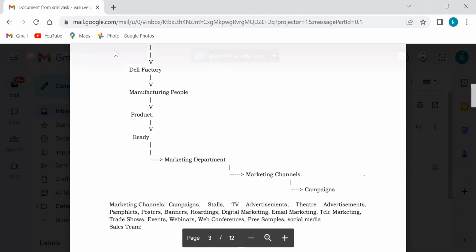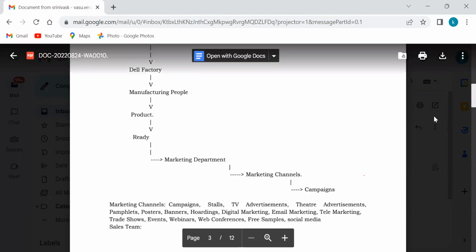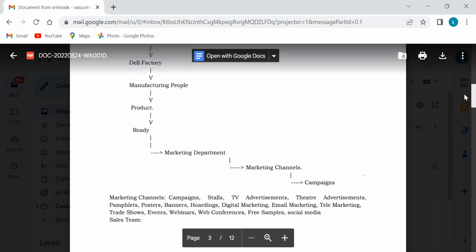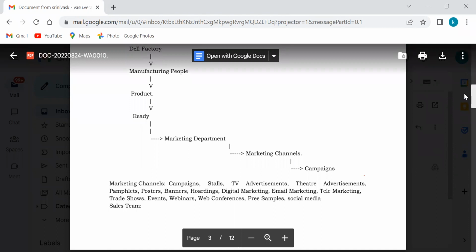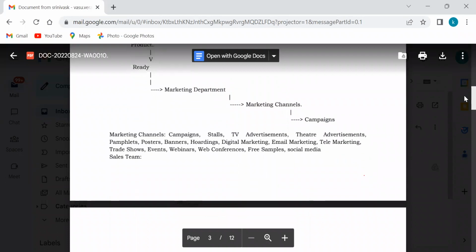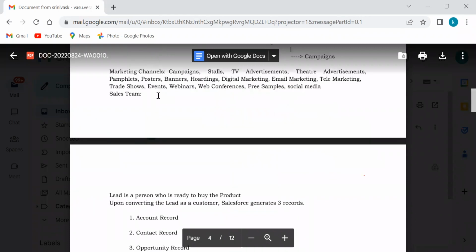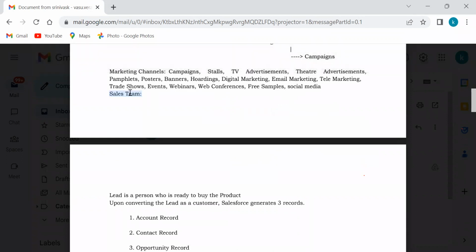Okay, so once they market their product, what are they going to capture? They are going to capture the leads. Okay, so once the leads are captured by the marketing department, that leads information will be passed to the sales team.